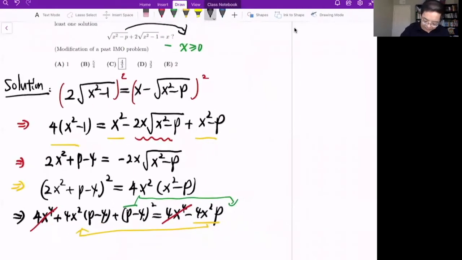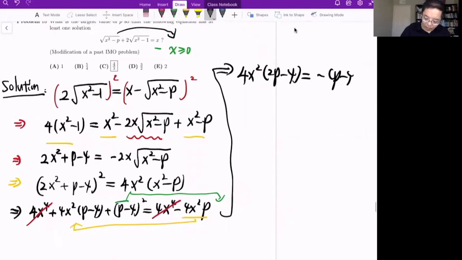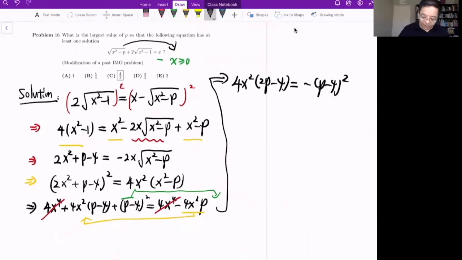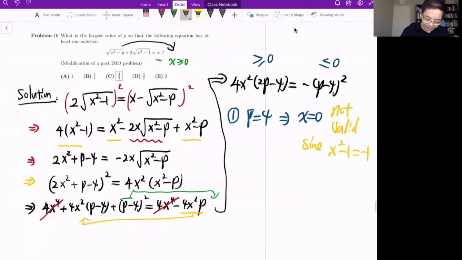So let's see what we have. We get 4x squared times (2p minus 4) equals negative (p minus 4) squared. From here you see, because this one is less than 0, this is bigger than 0. Let's look at case number 1: if p is 4, then I get x is 0, but this is not valid, since x squared minus 1 will become negative, which cannot take a square root.